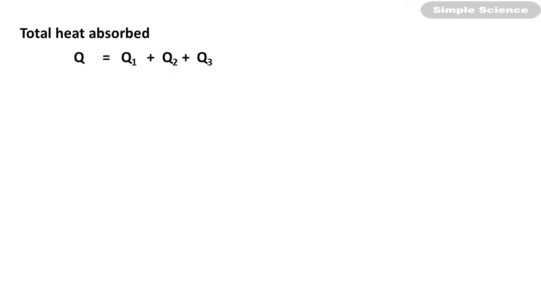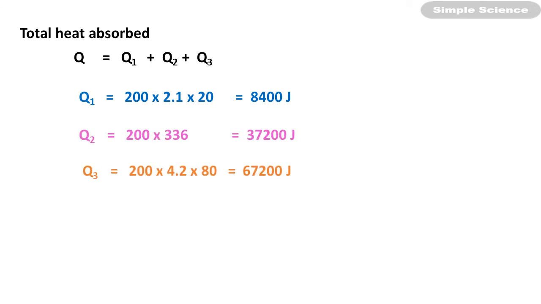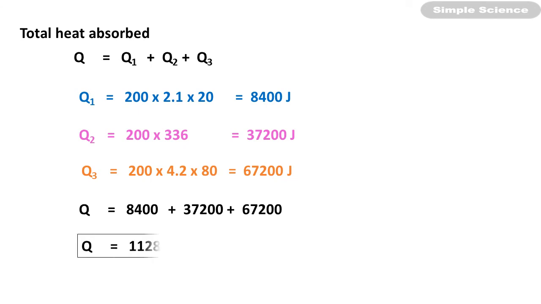So the total heat absorbed is in 3 stages. Q is equal to Q1 plus Q2 plus Q3. So you have already calculated Q1, Q2 and Q3. So the total heat absorbed you can calculate from this. Easy.